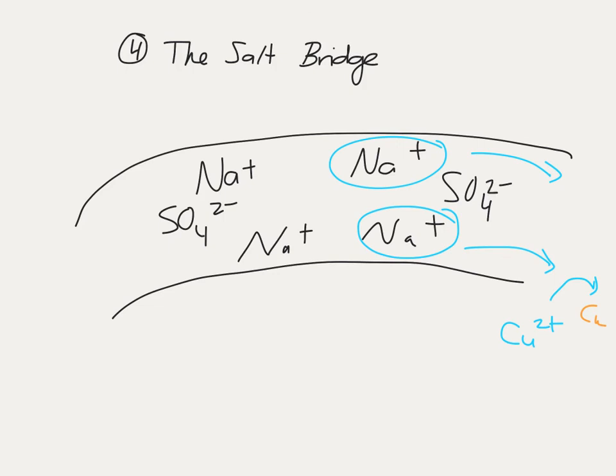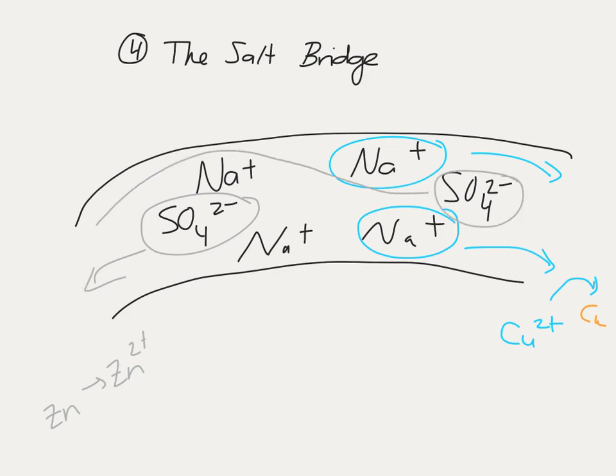Okay, so now we have to think about the other beaker. In that beaker, we had zinc metals becoming zinc 2+, with an overabundance of 2+ floating around that beaker. That would attract our sulfates to go towards those new positive charges to balance them out. So those 2 minuses will balance out the 2 pluses. And that's everything you need to know about how galvanic cells work.